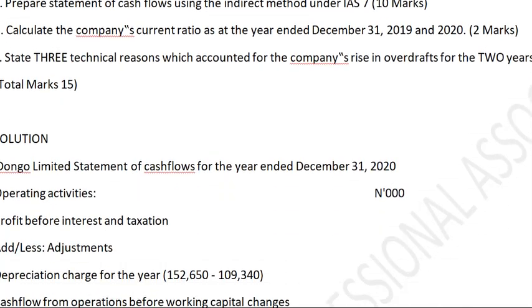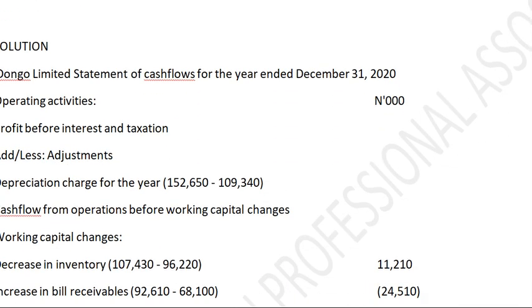Now, there was also something I did when I was solving this question. I have the depreciation for the year. I put the amount 152,650 minus 109,340. This is allowed. You don't need to go and do workings. You can easily put it in a bracket and write 152,650 minus 109,340, and that gives you this one. So when we add the two together, we have 223,510.